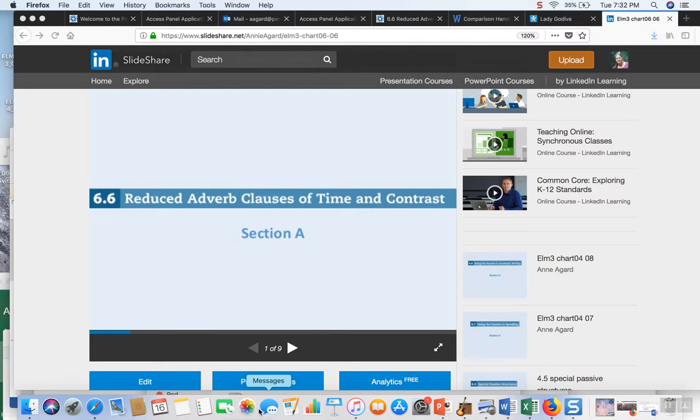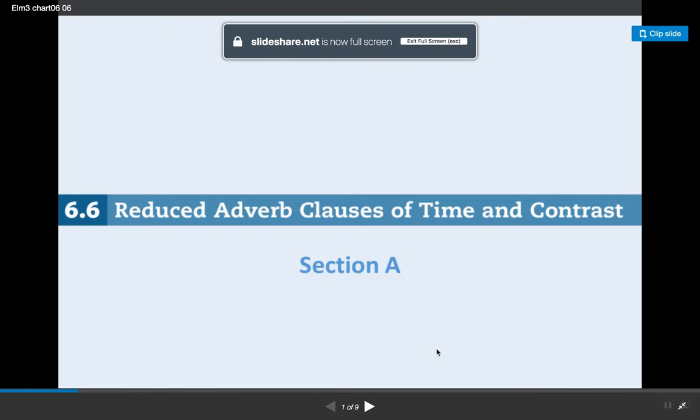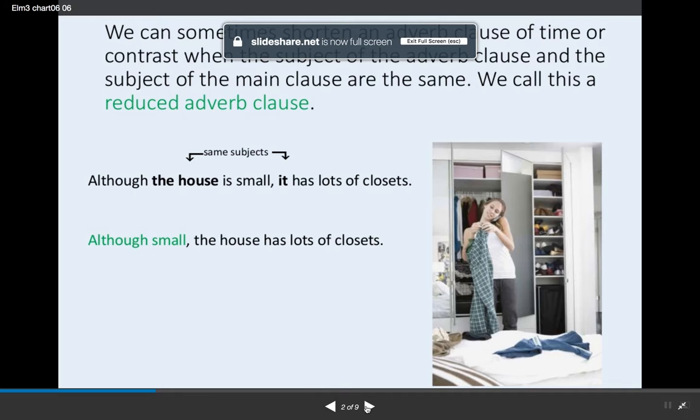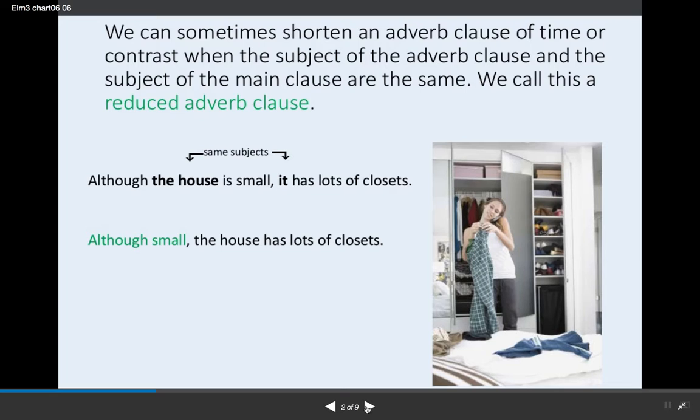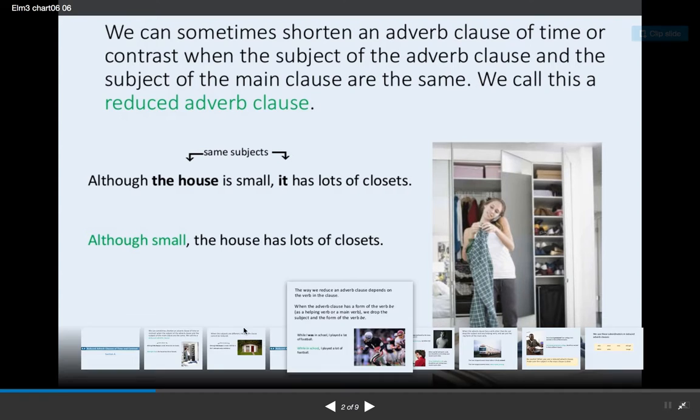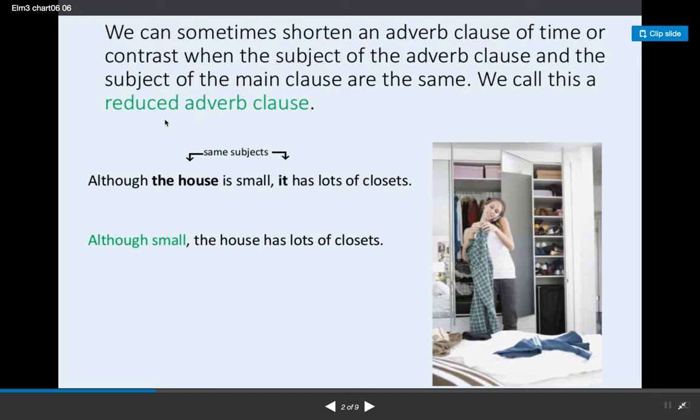Okay, this is the information that is on page 192 of your book, and we're talking about reducing adverb clauses. We can sometimes shorten an adverb clause of time or contrast when the subject of the adverb clause and the subject of the main clause are the same, and we call this a reduced adverb clause. Reduced means to make something smaller.